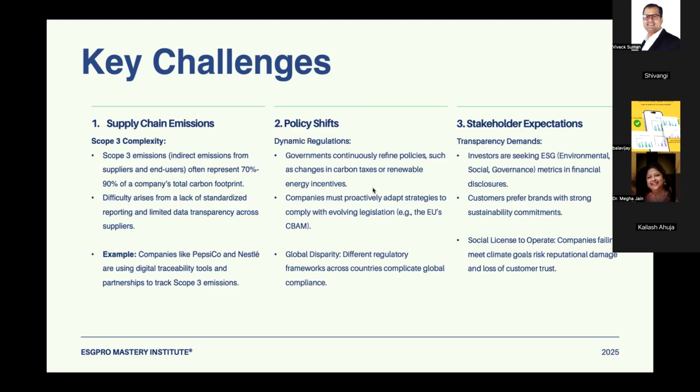So companies must proactively adopt such strategies and comply with evolving legislation, which we are expecting to happen very soon, like European Union CBAM. Otherwise, there will be tax on you, which is coming. So penalty, tax, all are awaited. Global disparities also exist in the policy shift. So certain countries are really aggressive, certain countries are totally agnostic to it, including now USA. They don't care about it.